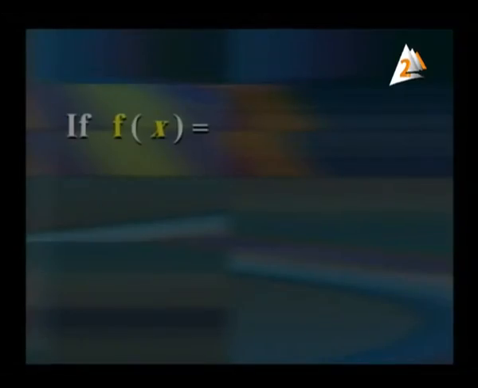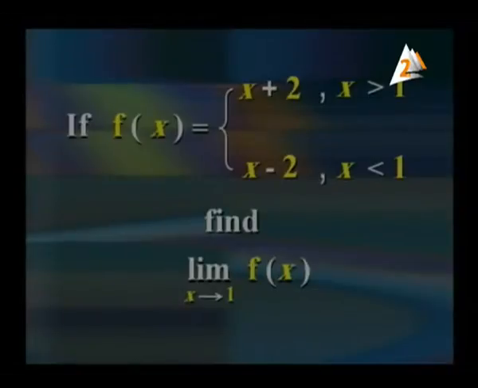Example: f of x equals two branches. The first, x plus 2 when x is more than 1; x minus 2 when x is smaller than 1. Find the limit of f of x when x tends to 1. Dear student, remember we have a function with two branches, x plus 2 when x is more than 1, x minus 2 when x is smaller than 1. Find the limit of f of x when x tends to 1.